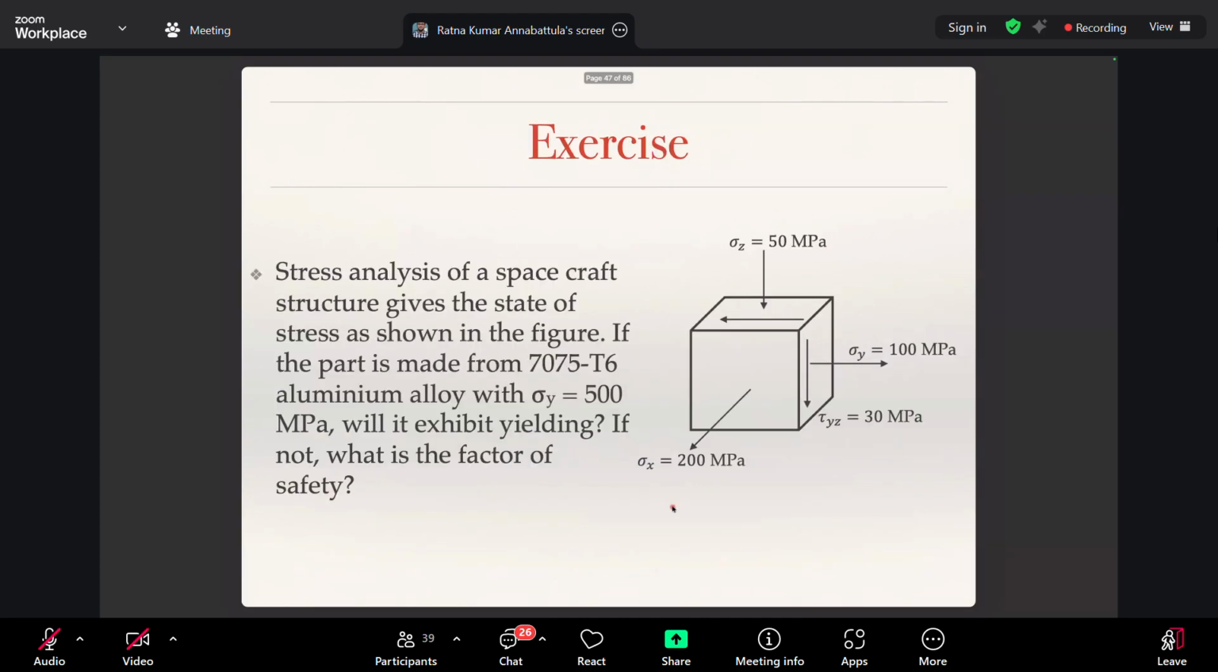Now let us look at the state of stress. Let us solve this problem. Now I will not talk anything. I would like you to look at this boundary value problem and then tell me if the material is yielding or not. Look at the problem and try to solve it. I am not going to talk about it. You need to try.